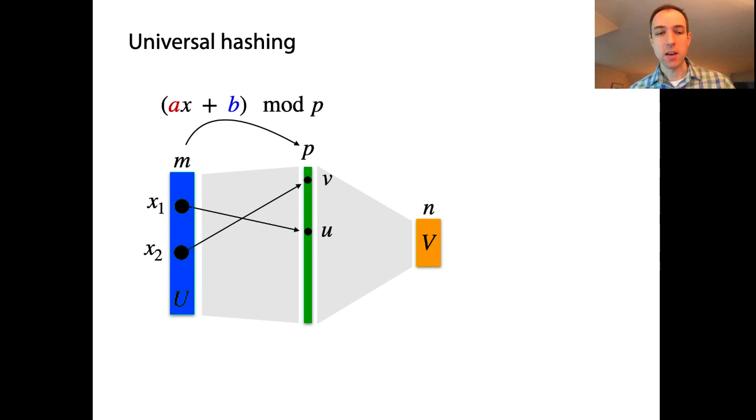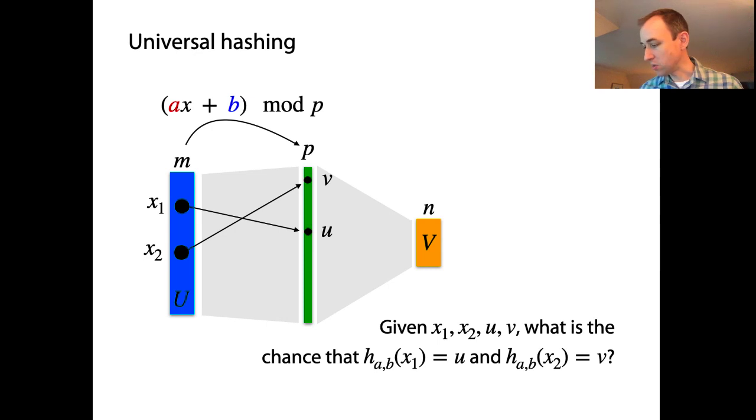So now let's think about what's the probability that I get a particular pair of answers for a particular pair of distinct inputs. So I've got these distinct inputs x1 and x2, and I'm going to put them through ax plus b mod p, and I'm going to get distinct values, they're definitely going to be distinct, this is what we just argued. I'm going to get distinct values, u and v. I'm going to ask the question, what's the chance that I get a particular u and v?